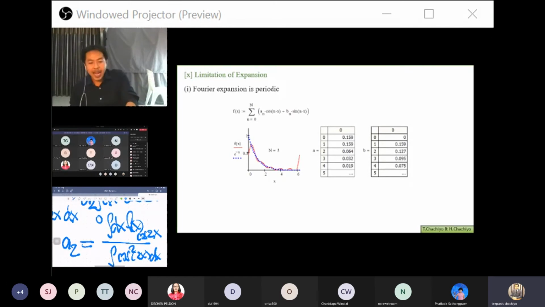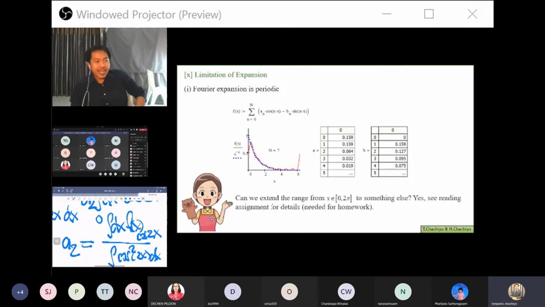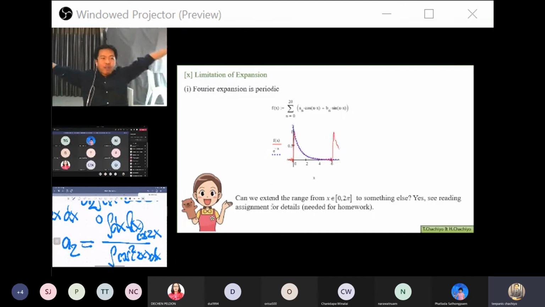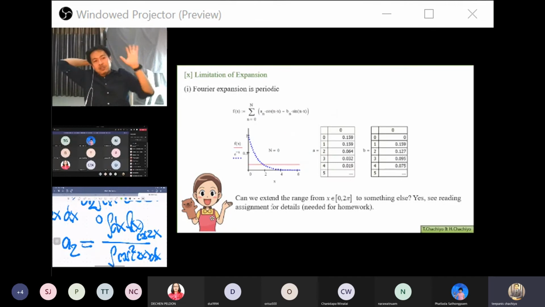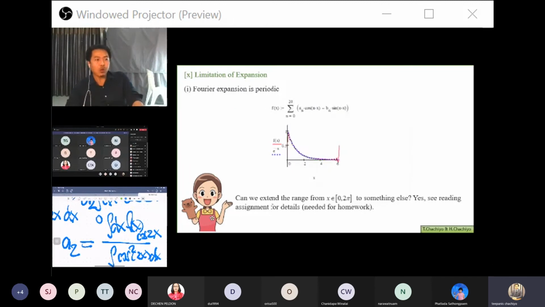But there is a way that you can extend the range of the expansion from 0 to 2 pi to make it bigger and bigger to infinity. You can do that, but the details are not that difficult. Okay, I'll leave that to your homework for the reading assignment, how you would expand the range to any arbitrary L or any range of the expansion.